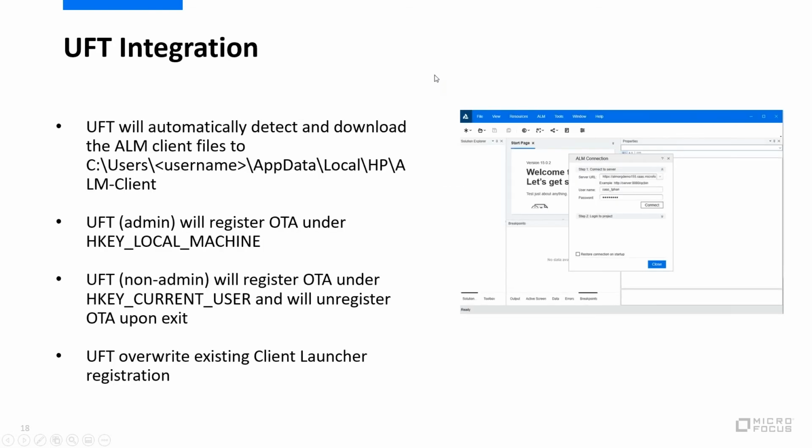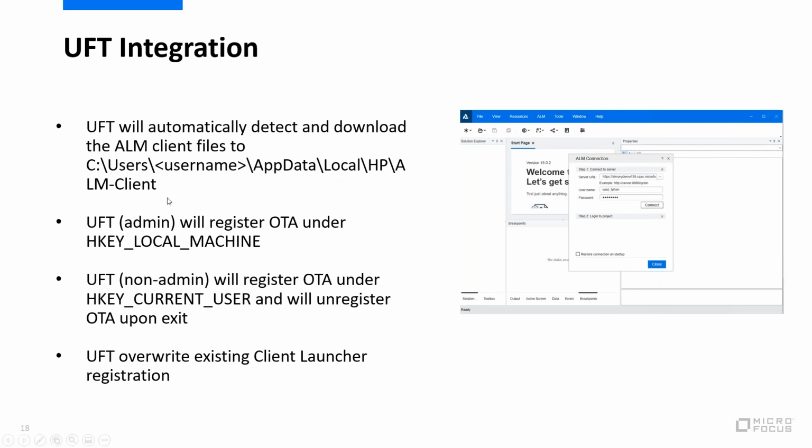So for UFT integrations, UFT tools allow you to connect to ALM. When you bring up UFT and connect to ALM, the first thing it does is try to detect if you have the ALM client installed on your machine. So even if you ran through the client launcher installation, it will still ignore that because it will look for the client files under your user profile, like you see here. If it doesn't see them, it will automatically download the files and also register OTA.